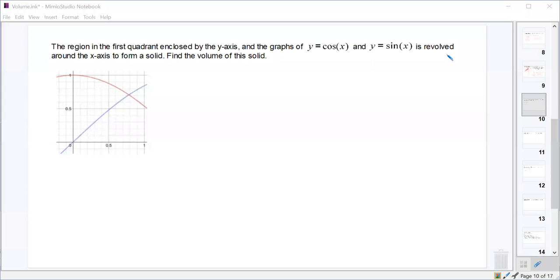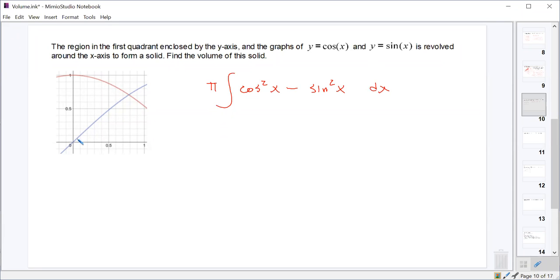Ready, go. All right, so we knew it should be pi times an integral of our outer radius. What's our outer radius? Cosine x, and we have to square that. Minus our inner radius, and we have to square that, which is sine x. So sine squared x. So cosine squared x minus sine squared x dx.